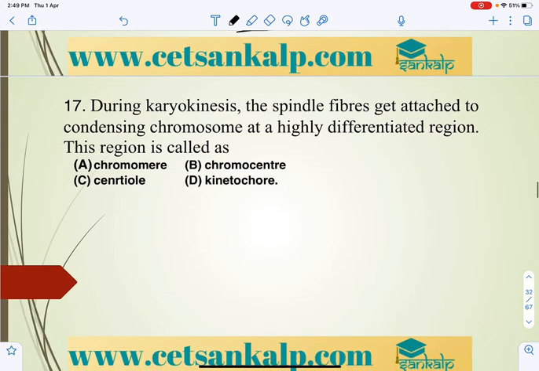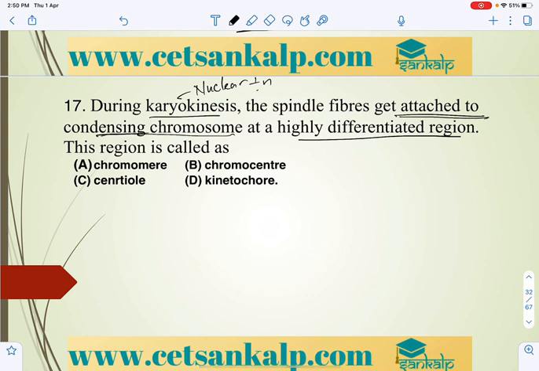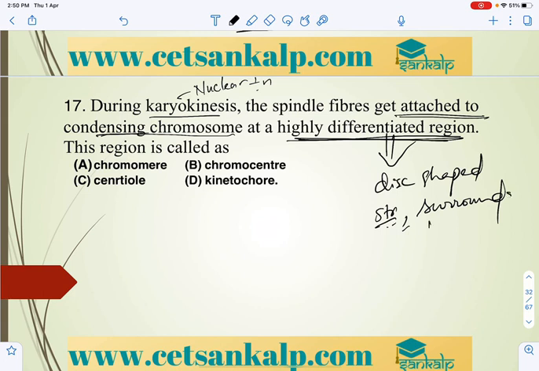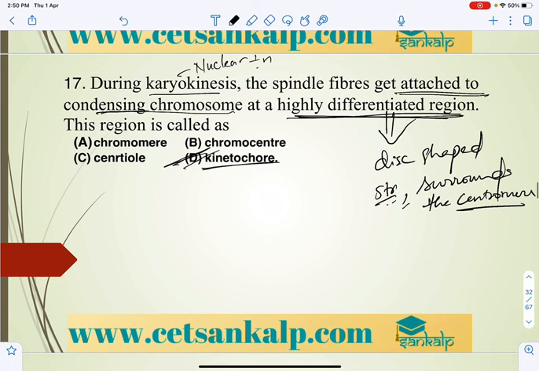So this is the thing. During karyokinesis, the spindle fibers get attached to the condensing chromosome at a highly differentiated region. What is the meaning of karyokinesis? That is nuclear division. What is that highly differentiated region? We already discussed that. It is the disc-shaped structure which surrounds the centromere, called the kinetochore. So these are the things you have to keep in mind.